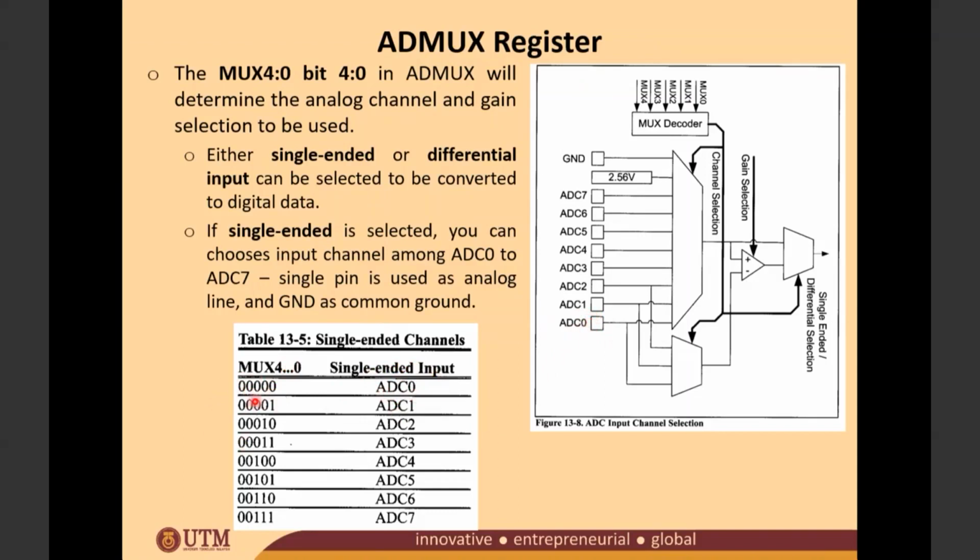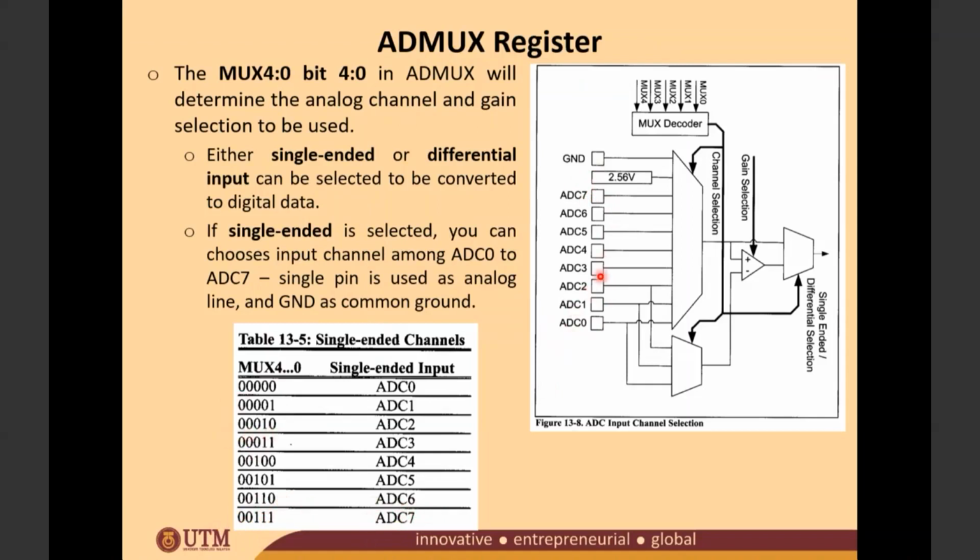If you put your sensor at ADC1, you need to make sure that you write 0, 0, 0, 1. If you put your sensor on ADC7, make sure that in your programming, under this ADMUX register, you select 0, 0, 1, 1. If you put your sensor at channel 7, but when you do the settings, you set it for ADC2, which is 0, 0, 1, 0.